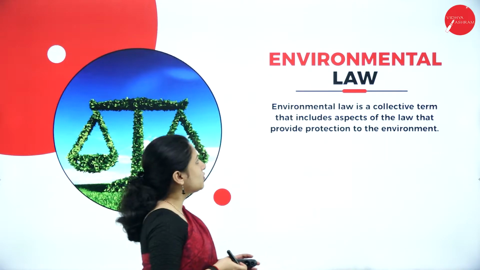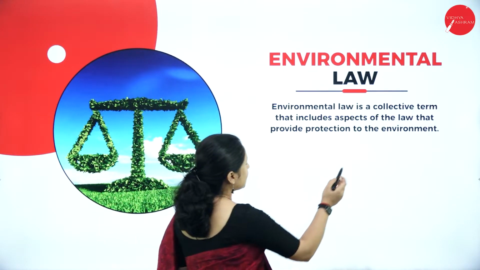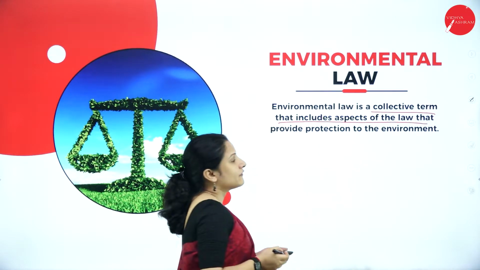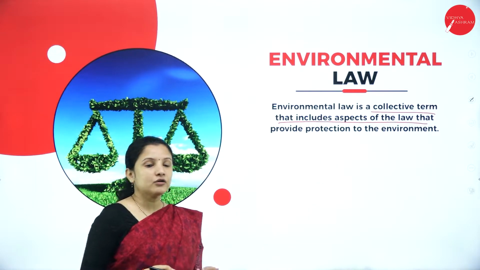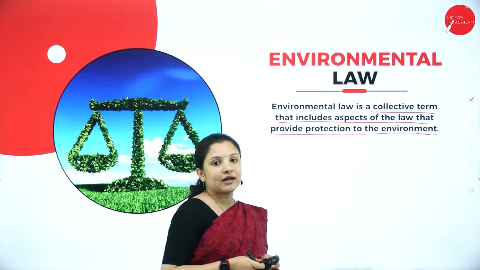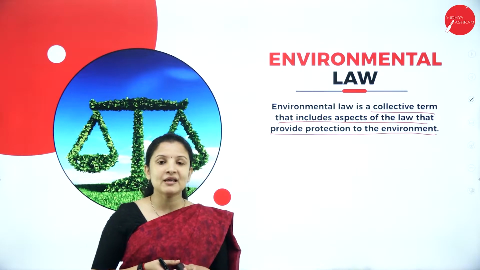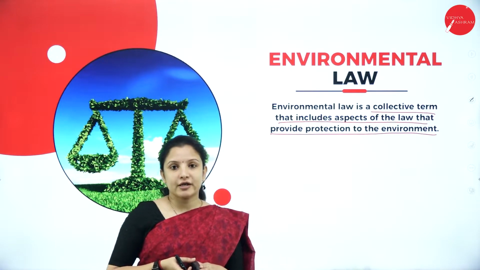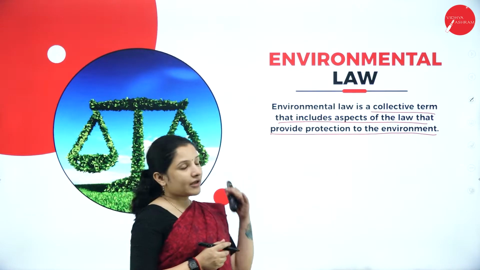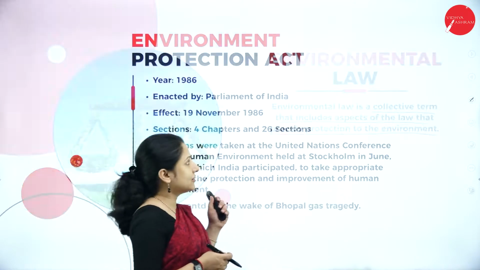So to begin with, what is environmental law? Environmental law is a collective term that includes aspects of the law which is mainly designed to provide protection to the environment. Anything that is harming the environment or causing problems to the environment has to be stopped or reduced. For that, environmental laws are set up. There are various laws that have been put forth by the Indian government. What are those? Let's look into it.